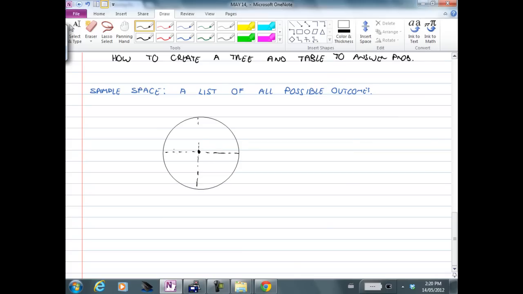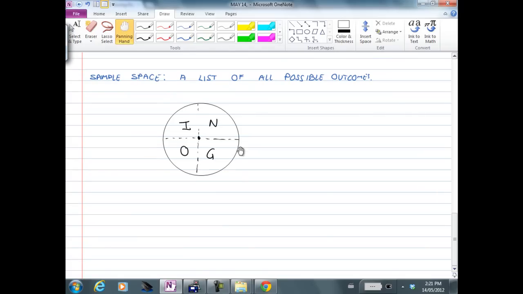I have the spinner, and there are these things on it. Let's say here are the letters N, G, O, I. It says going, okay, or I know. Very nice. Now I have a coin also.